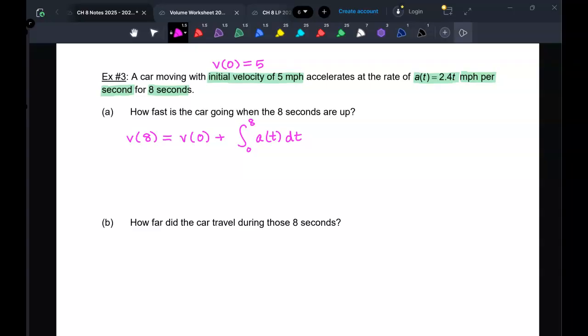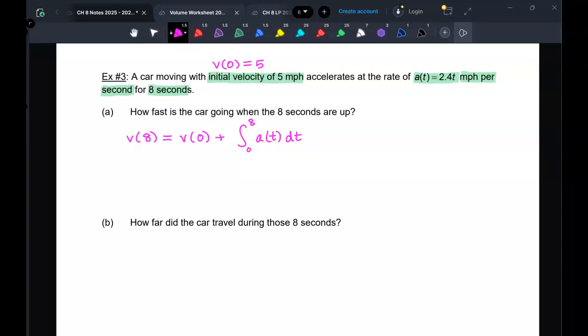This is the displacement of the acceleration function. This is kind of what we did on the previous page, but instead of position, it's velocity. So if I take the initial velocity plus the change from the acceleration, I'll get the velocity after 8 seconds. Does that make sense?